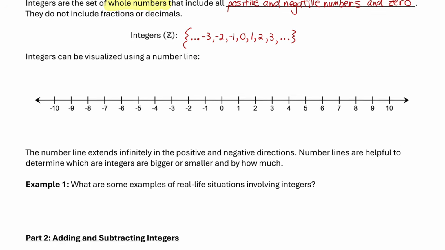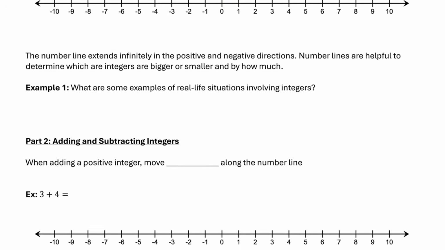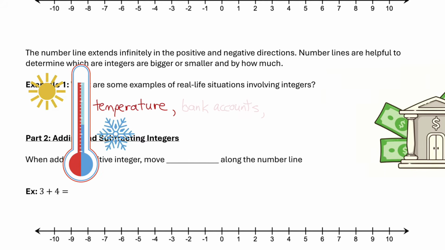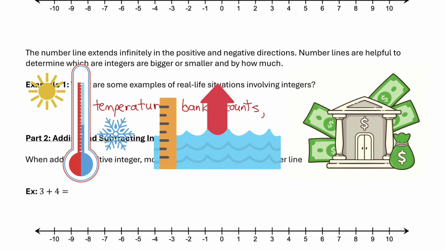Let's go to example 1, where it says, what are some examples of real-life situations that involve integers? Well, in real life, some scenarios where we need positive numbers, negative numbers, and 0 could be when dealing with temperature, bank accounts, or elevation above or below sea level.